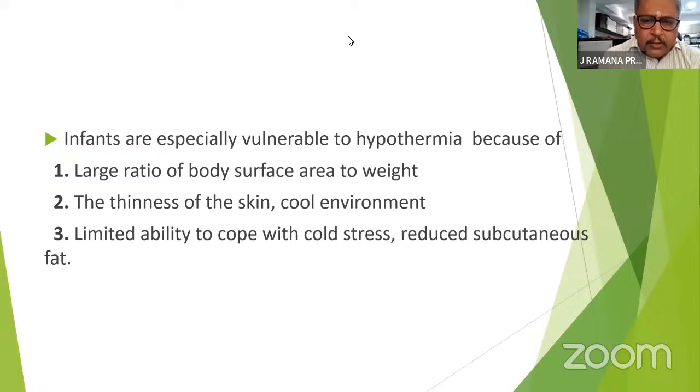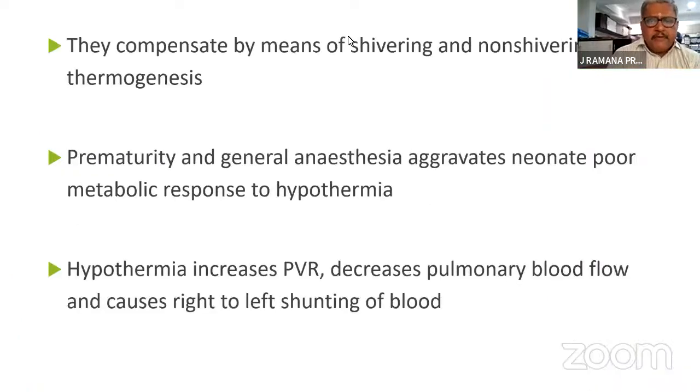Infants are especially vulnerable to hypothermia because of the large ratio of body surface area to weight, the thinness of the skin, limited ability to cope with cold stress, reduced subcutaneous fat. They compensate by means of shivering and non-shivering thermogenesis. Prematurity and general anesthesia aggravate the neonate's poor metabolic response to hypothermia. Hypothermia increases pulmonary vascular resistance, decreases pulmonary blood flow, causes right to left shunting of the blood.